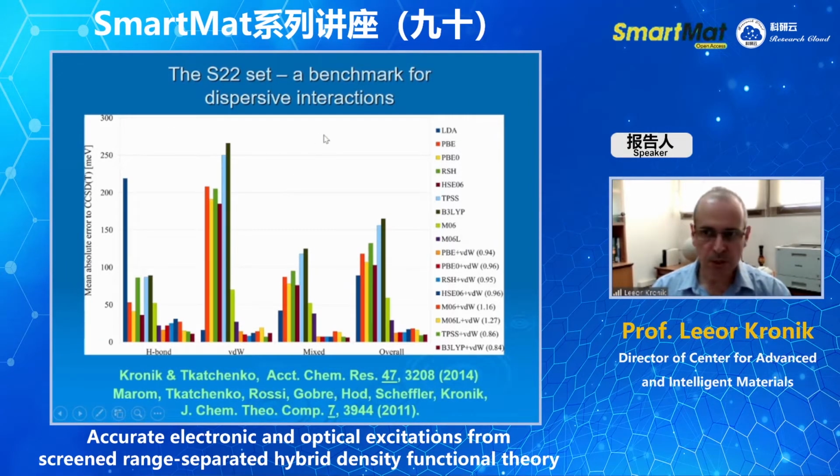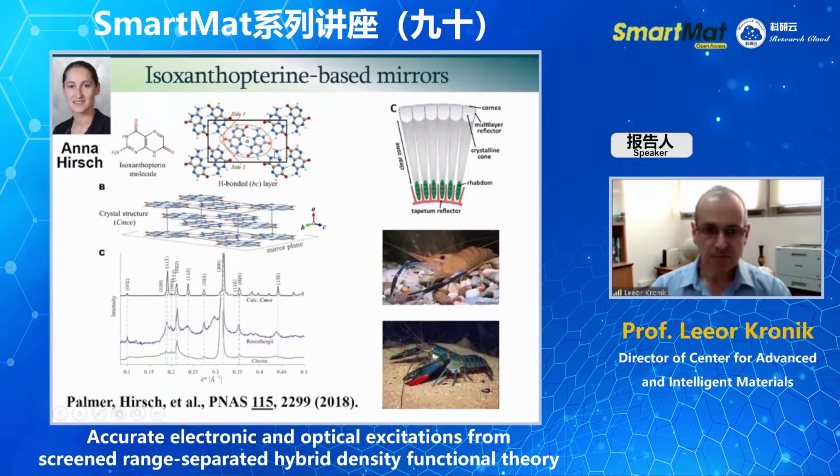So based on what I showed you so far, we can already do a lot of useful things. For example, let me show you some recent examples from the work of my group. This is the work of my PhD student, Anna Hirsch, who already graduated. Together with experimental groups, we looked at the eyes of crustaceans, such as this prawn here or this lobster here. And it turns out that their eyes are actually made entirely out of mirrors. There are no lenses in there at all. It's all reflection. And those mirrors are actually a molecular solid that is comprised from this molecule isoxanthopterin that you see here.